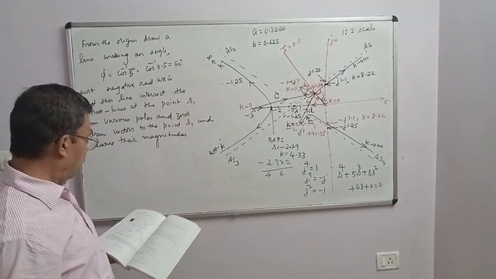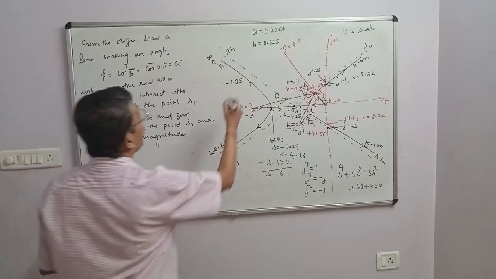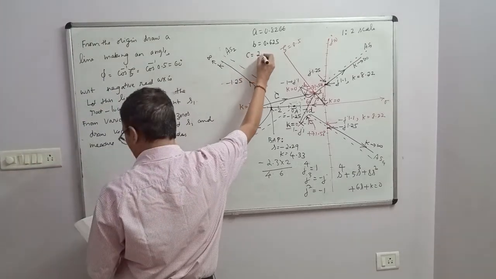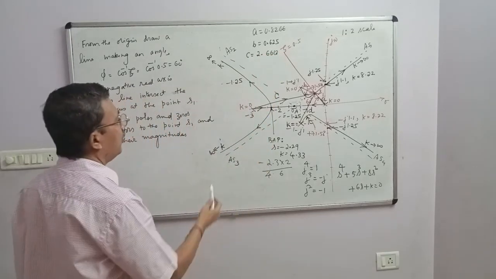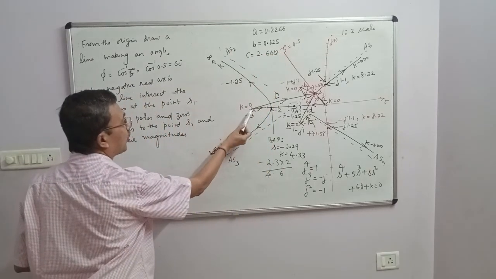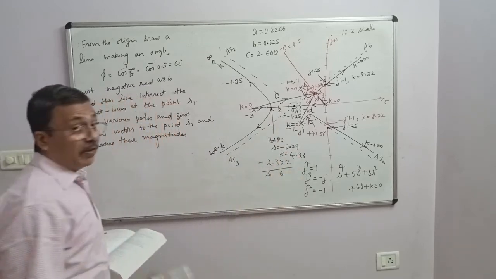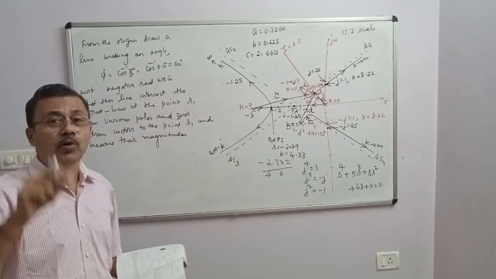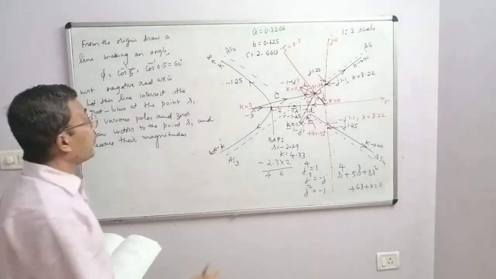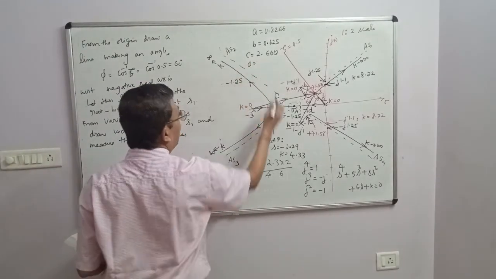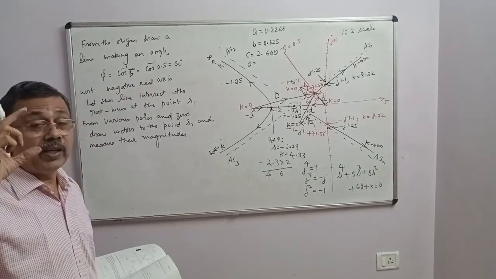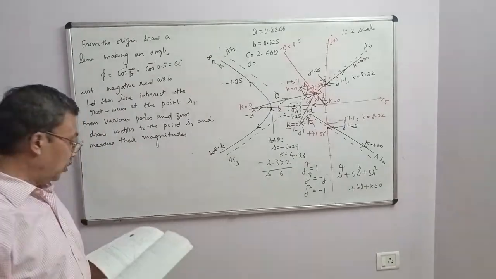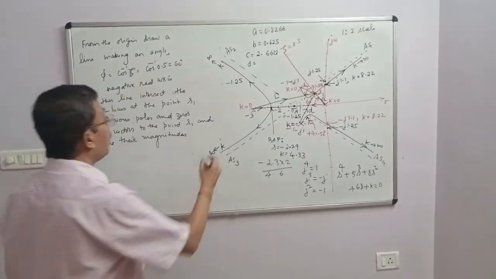So you get 0.625. Then C is 2.6613. How did you get C? With the help of the scale, measure the distance from this pole to point S1 and divide the distance by 2. Why do you divide by 2? Because the scale is 1:2. Then D is the distance from this pole to point S1. Measure the distance with the help of a scale and divide that by 2. So you get the value as 1.77.